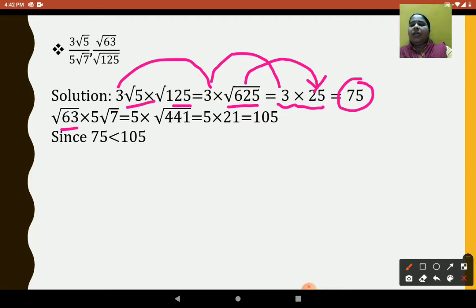Same way here, 63 into 7 is square root of 441. 441 can be taken out as 21. 5 into 21 is nothing but 105.